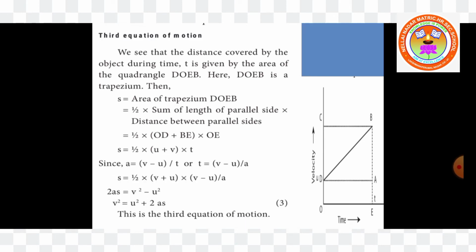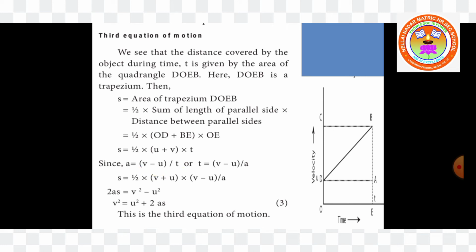Since we know that A is equal to V minus U divided by T. Already we know that acceleration is equal to the rate of change of velocity. So we can write A is equal to final velocity minus initial velocity divided by time. So A is equal to V minus U divided by T. From this we can write the formula for T. T is equal to V minus U divided by A. From this equation we derived T. T is equal to V minus U divided by A.